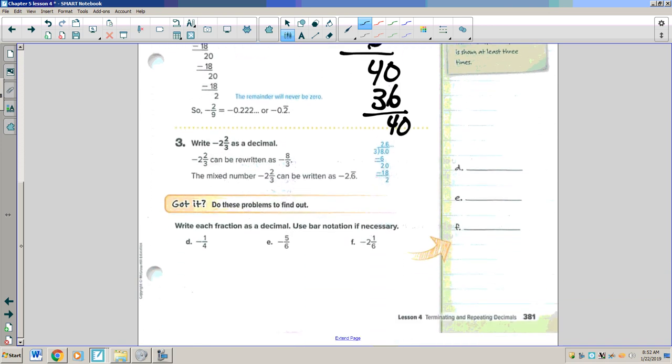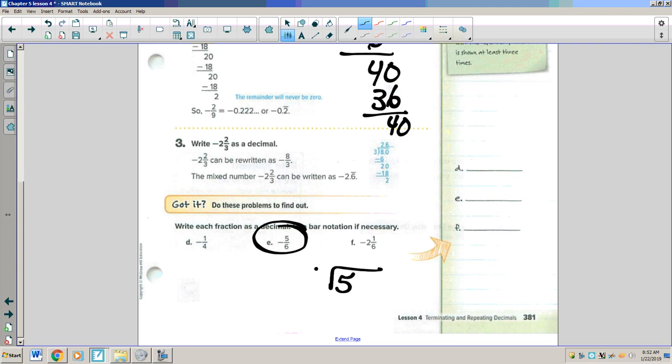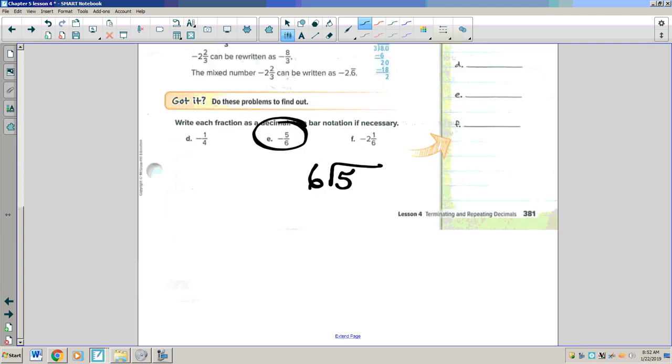Bottom of the page, we can do it with negative fractions as well. Let's do -5/6. Same thing. 5 divided by 6. Don't worry about the negative sign. Just can't forget about it when you write your answer. 3 zeros after 5. Move your decimal straight up. 6 goes into 58 times. Subtract, bring down 3.